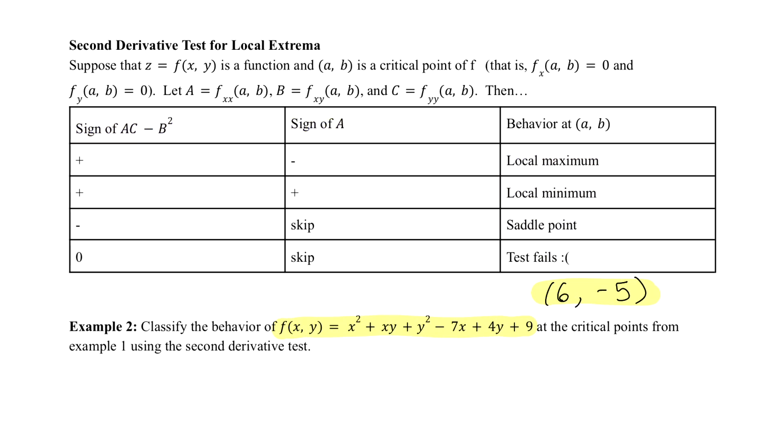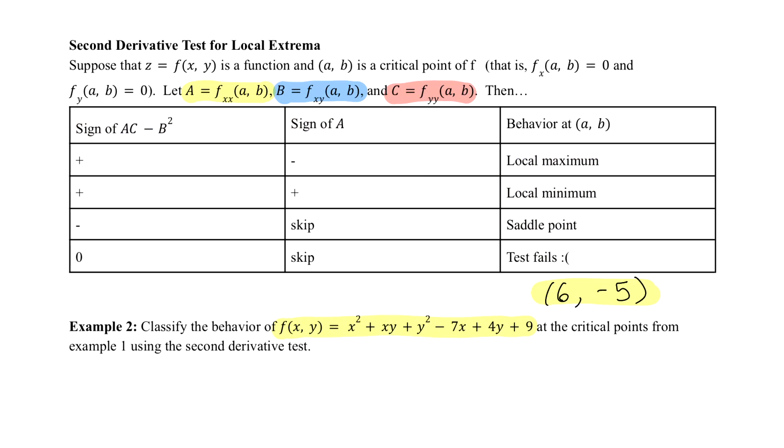Those are going to come from some second order partial derivatives. So here A is the second order partial derivative, first with respect to x and then with respect to x again. B is the second order partial derivative, first with respect to x, then with respect to y. And then finally, C over here, I've got the second order partial derivative, first with respect to y, and then with respect to y again.